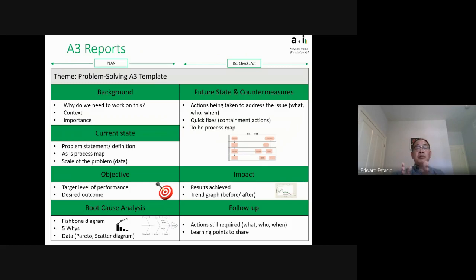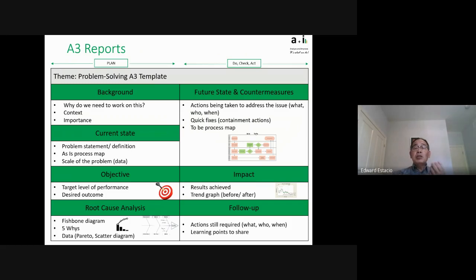Then you have your future state and your countermeasures. You have the impact of those countermeasures. Are we getting a positive trend? Are we getting a negative trend? And then we follow up. Actions still required. What do we do? Are there any lessons learned? Can we apply this to other cells, other departments?